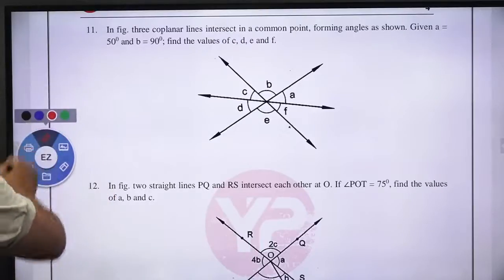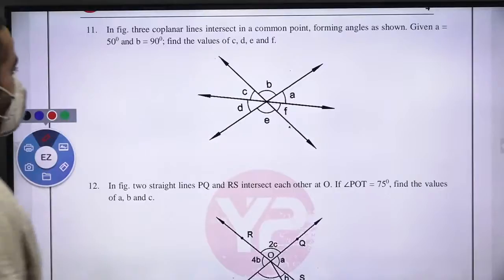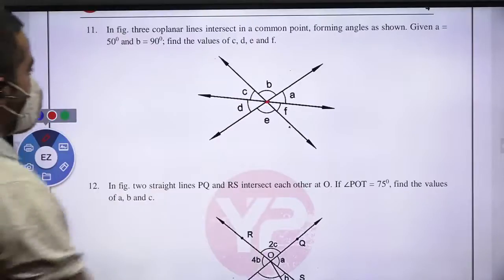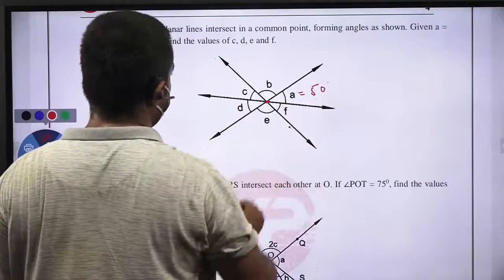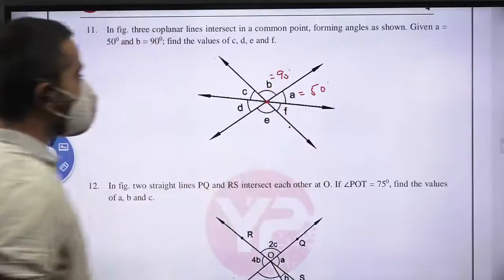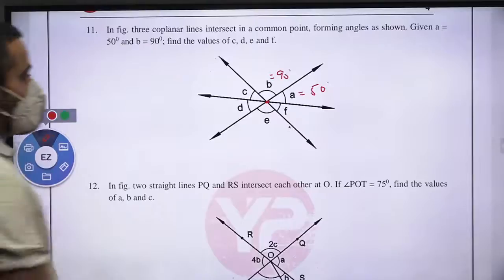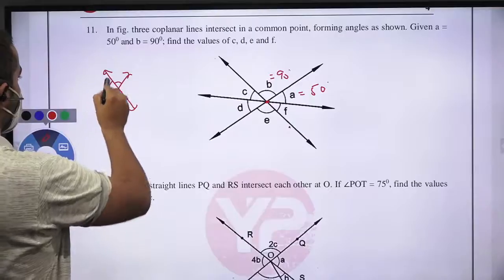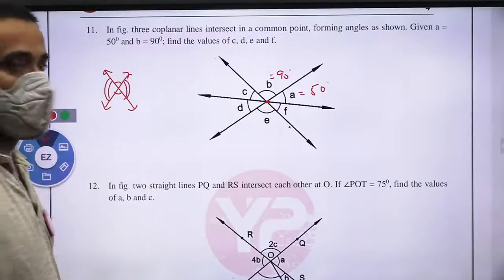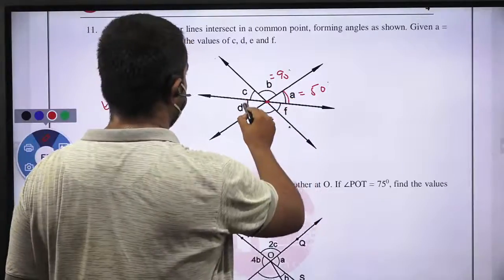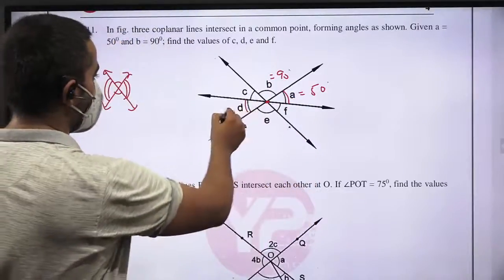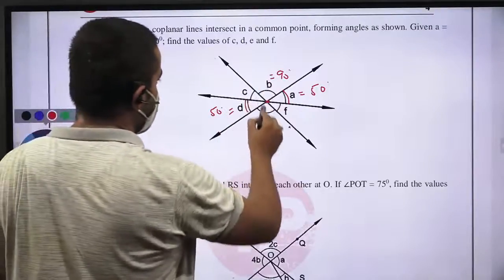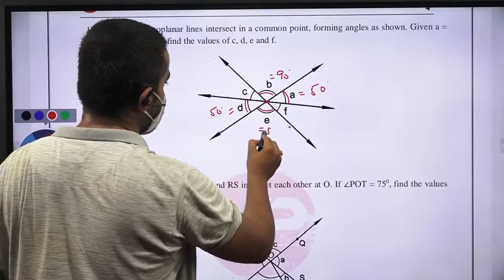Let's try to solve this question. Three lines are intersecting at a common point, forming angles as shown. A is 50, B is 90, we have to find C, D, E, F. Very easy, sir. Vertically opposite angles we have already done. So this angle will be equal to this, and this is equal to this. For A, the vertically opposite angle will be D. So D will be equal to 50. The vertically opposite angle for B will be E. So that is 90. Yes or no?